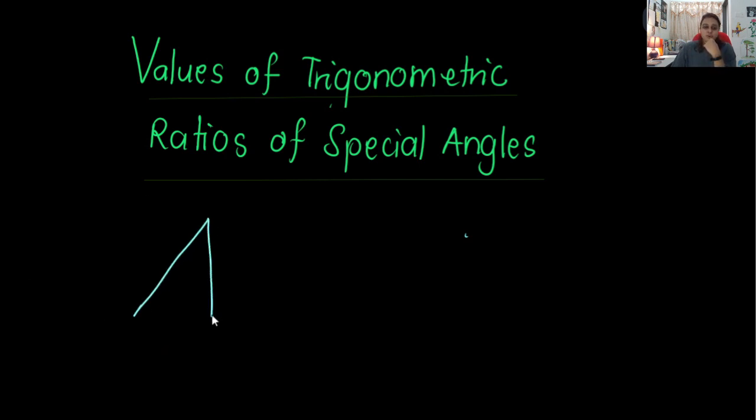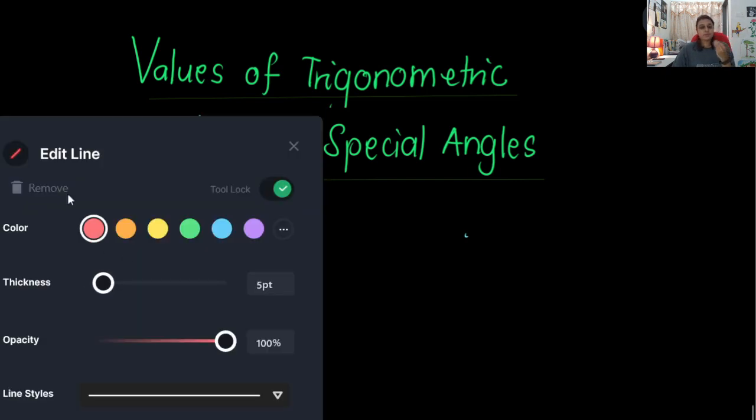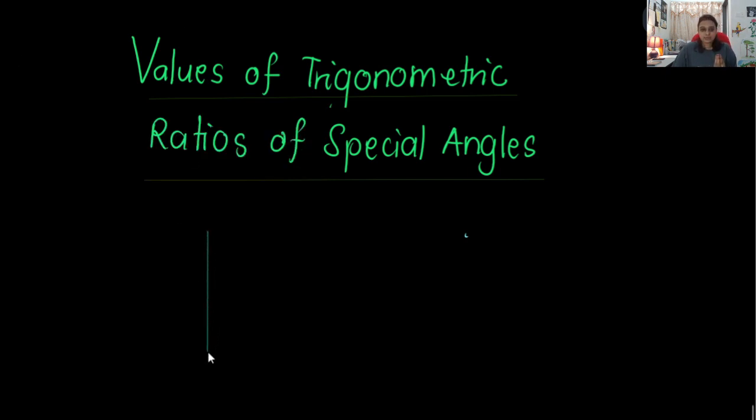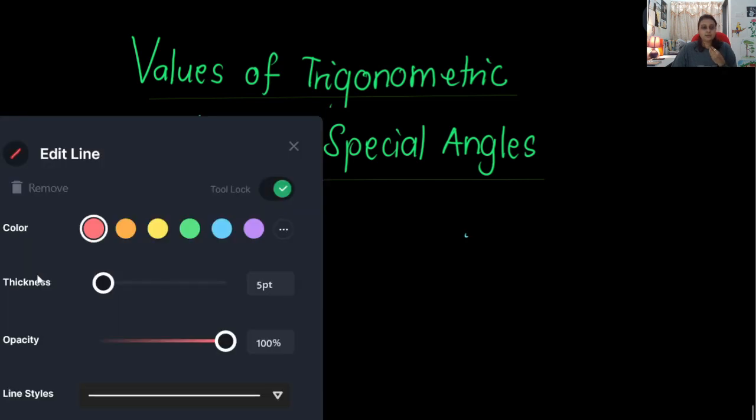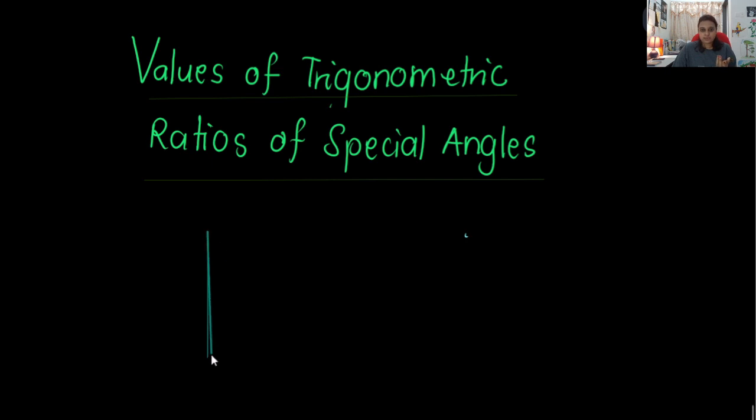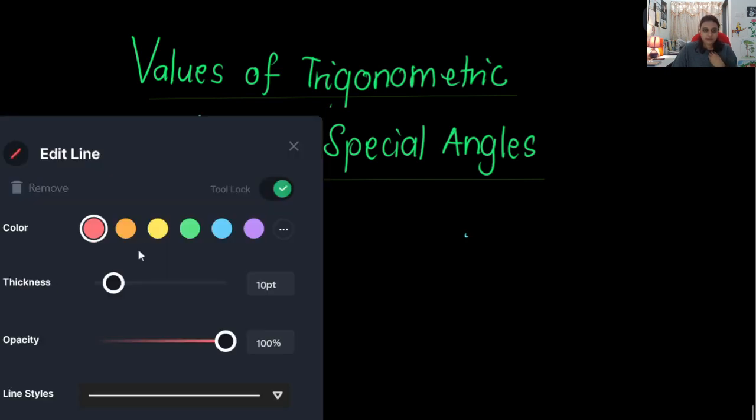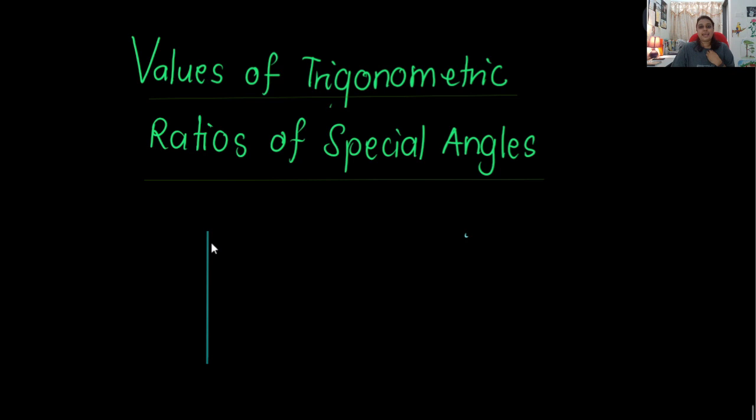Draw two right angle triangles. Let me draw it nicely. Now when you are learning, you can take notes together with the teacher, or you can pause. All this you can do because you're learning at your own pace. So learn together with me, so that you can get the idea of how I'm doing this method. Make sure you have two right angle triangles.